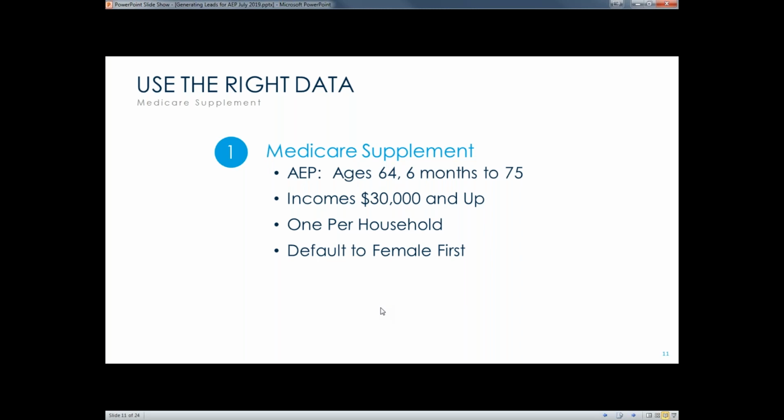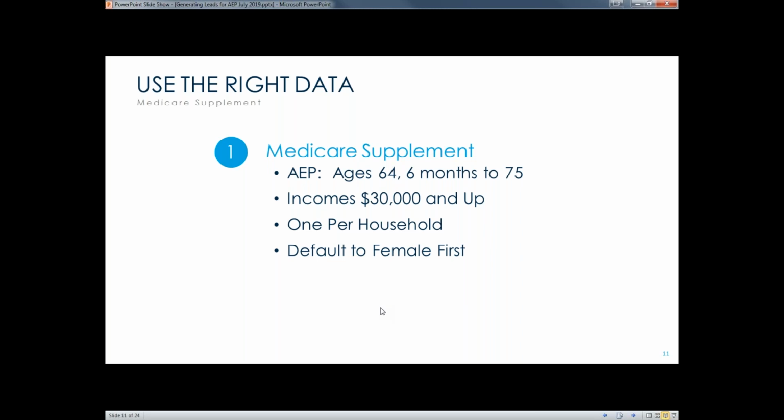The other thing that we see has most success is a minimum household income of about $30,000 and up. And on the upper end, there's really no limit because Medicare supplement applies to a number of people. But $30,000 is going to be enough income to afford the premium and also the Part D premium on top of that.